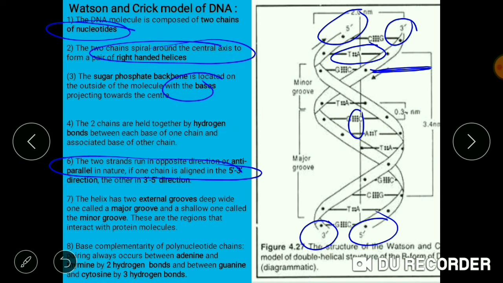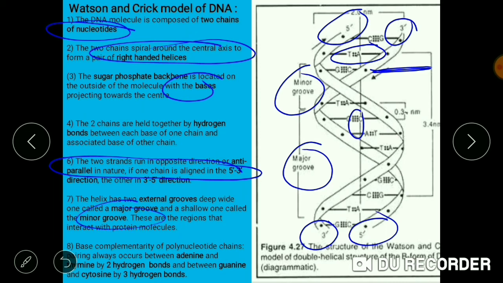The helix has two external grooves. One is known as the major groove and the other is known as the minor groove. The larger one is the major groove and the smaller one is the minor groove. It is the region through which DNA interacts with protein molecules.